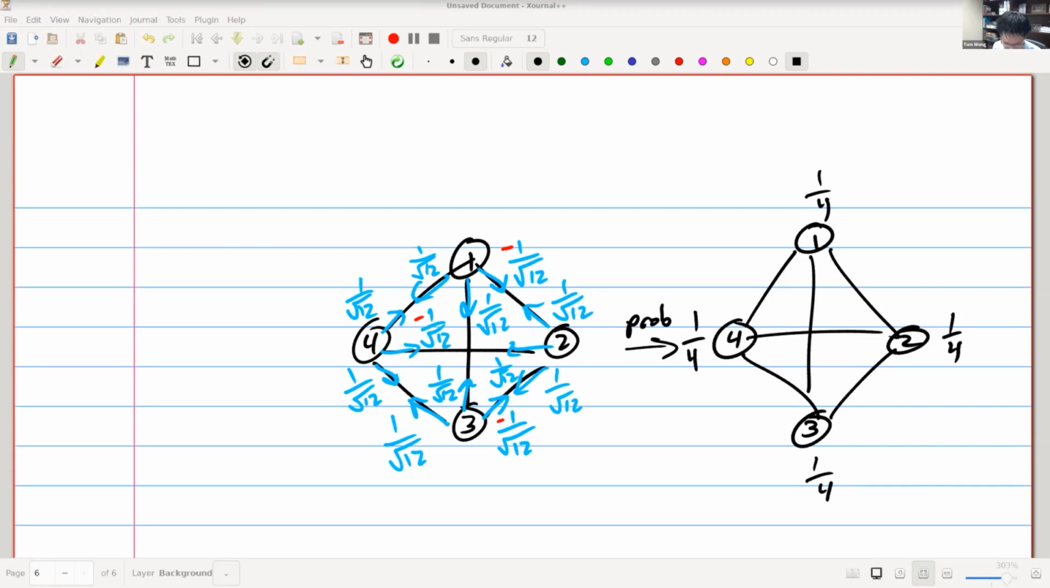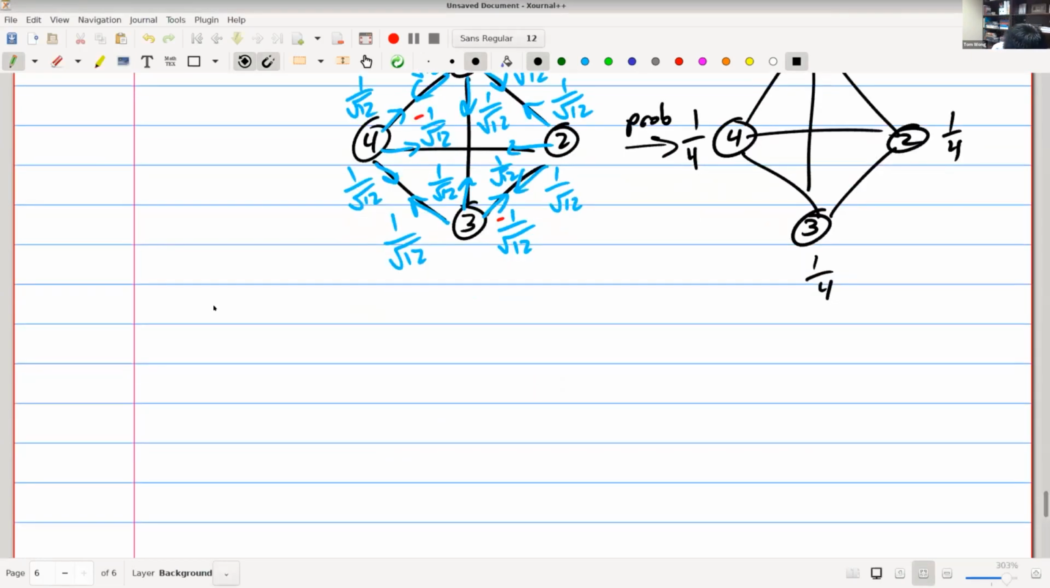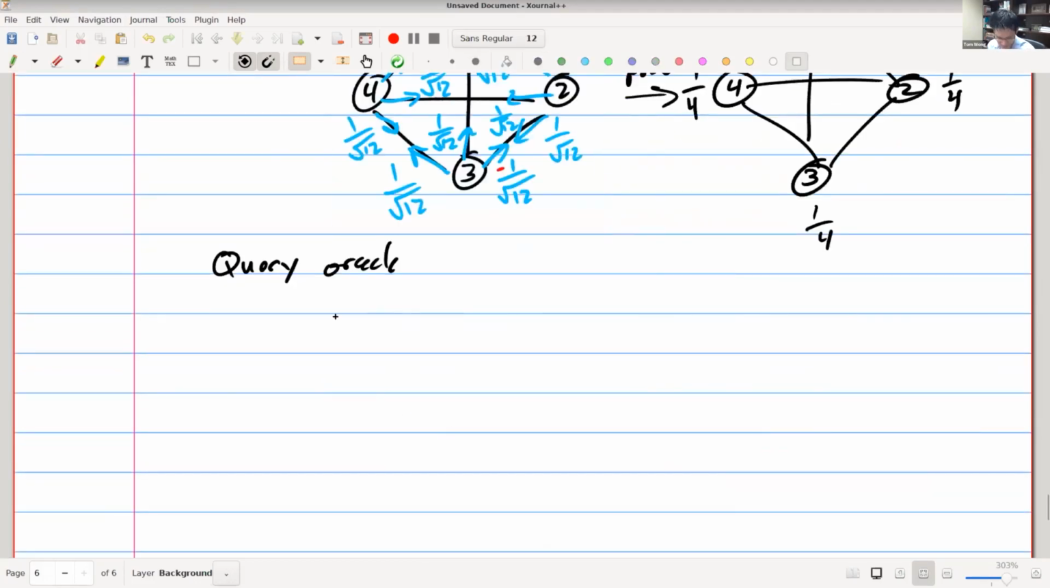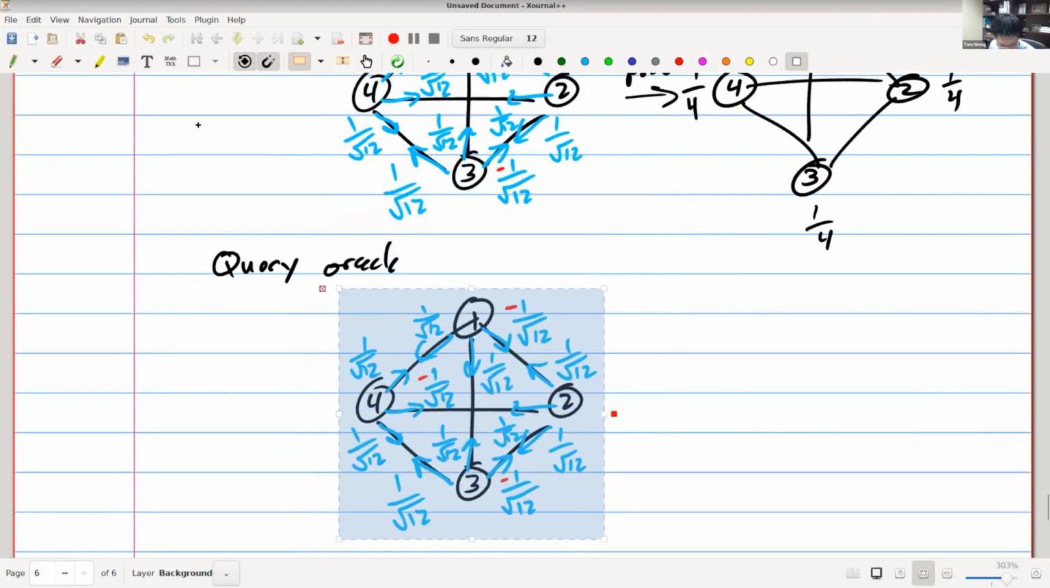Okay, let's do a second step. So what we're going to do is we're going to query the oracle. And again, what that does is that it flips the signs at the marked vertex. So if the marked vertex is 2, then all of these amplitudes will become negative. So let's go ahead and copy and paste. And so these become negative.